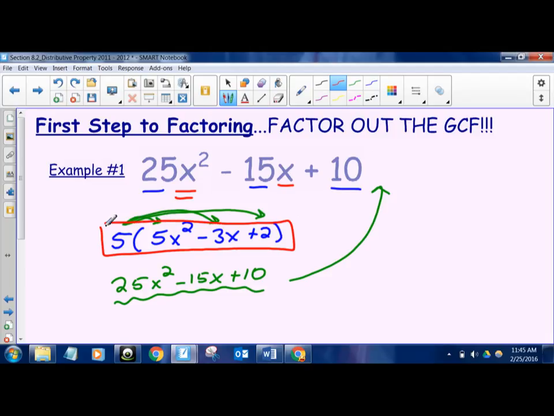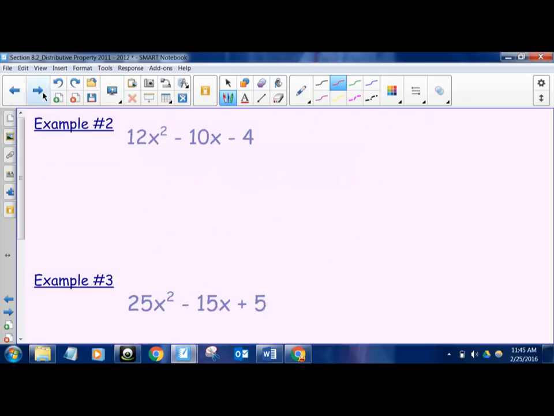Essentially what we're doing is we're making the answers look a little bit neater. We're taking the polynomials and then we're removing any common terms. Alright? Let's try a couple more. 12x squared minus 10x minus 4. Alright, so let's look at the number portions first.